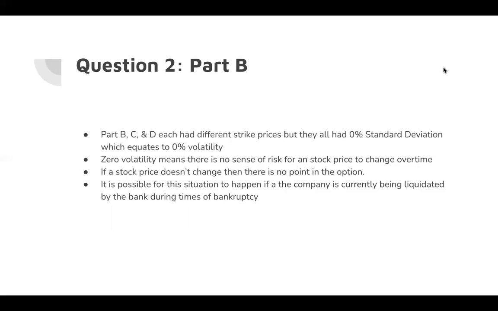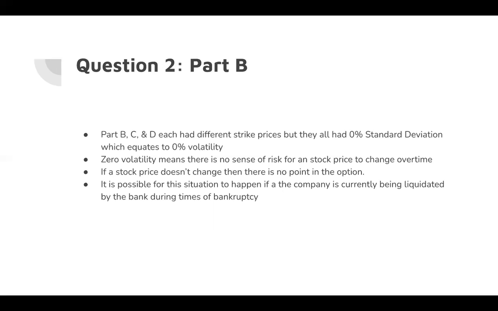For part B, we looked at parts B, C, and D, and we realized that they all had a standard deviation of 0% per year, which equates to 0% volatility. These had different strike prices, but the 0% volatility is what stood out to us. After calculating it in the DerivaGem model, it did not calculate, and after using it in the BSM model, we realized that when you plug in 0% volatility, the denominator is 0, which would give an indeterminable number.